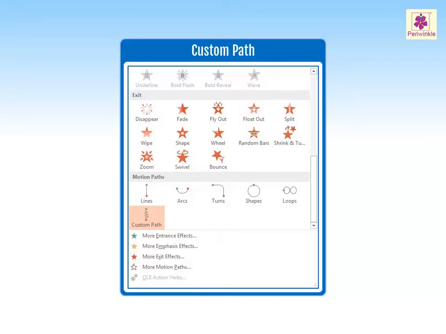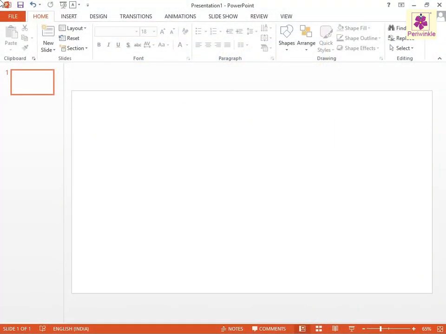PowerPoint can use custom animation, which contains a list of effects that you can apply to objects to have them animate during the slideshow. Let's learn how to create a custom path. Start Microsoft PowerPoint and click on the Insert tab.